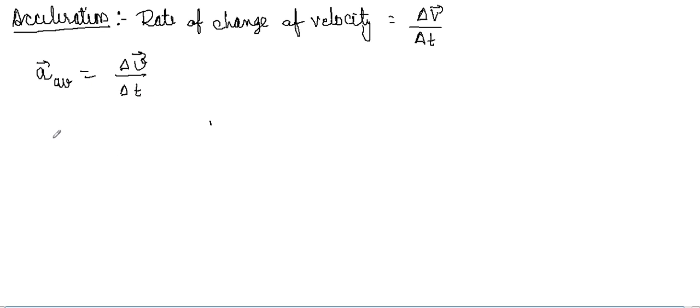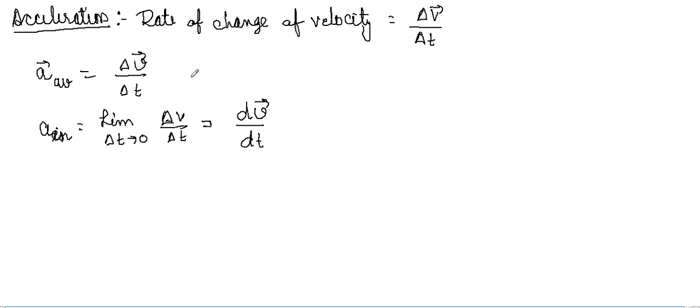Next is instantaneous acceleration. If the time difference is very small, like limit delta t tends to 0, that is dv by dt. So we have two types of acceleration: one is average acceleration and the other is instantaneous acceleration.